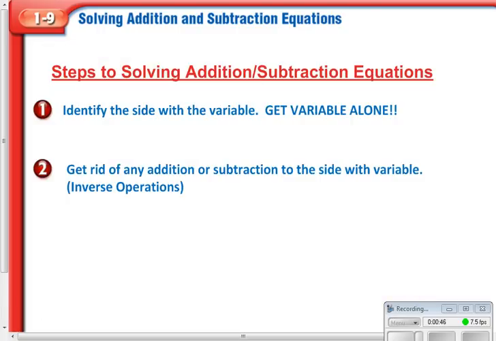Steps that you need to follow, two of them today. First step is basically to identify the side with the variable. You need to get the variable alone. That's the whole point of equation solving, is to get the variable by itself. Second step is to get rid of any addition or subtraction on the side with the variable. And again, in order to do that, we need to use inverse operations.